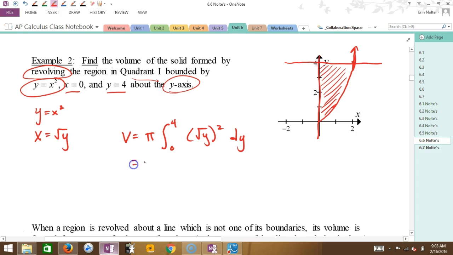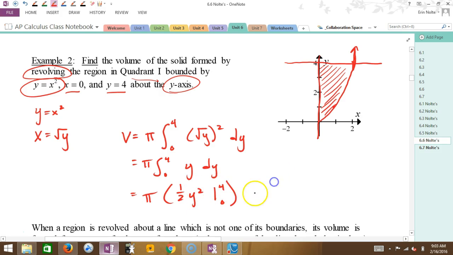Okay, so really quickly I can say that the square root of y squared is really just the same as y, right? So I can integrate y, that's pretty simple. What's the integral of y? 1/2 y squared, good. So we're going from 4 to 0. Okay, so then I'm just going to plug in the big one minus the little one. So I have pi times 1/2, and I'm going to insert 4 into my y.